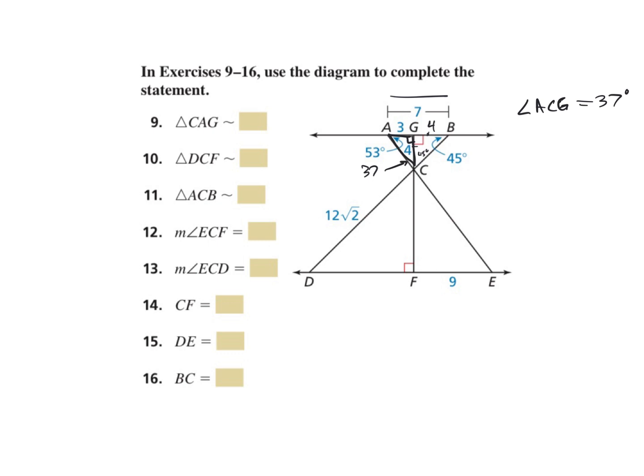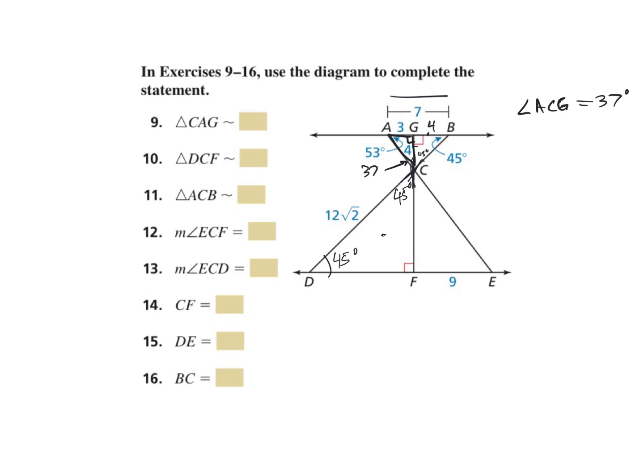Now let's answer a few other things here. CAG is similar to something else. So, okay, this angle down here, angle D, which we don't have, is 45 degrees. I know that, and this is 45 degrees because of vertical angles. That's 45, and if that's 45, then angle D is 45, which is going to make CGB similar to this bigger angle here.